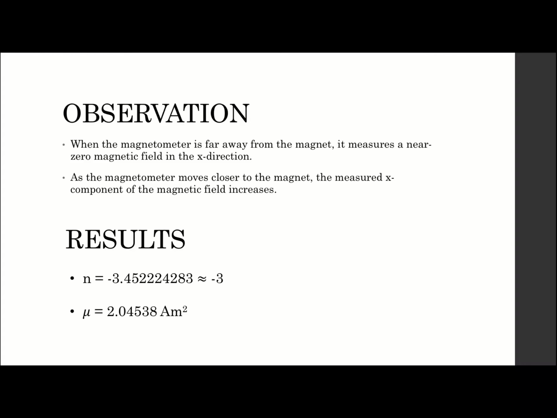While doing the experiments, I found that when the magnetometer is far away from the magnet, it measures a near zero magnetic field in the x direction. As the magnetometer moves closer to the magnet, the value of the x component of the magnetic field increases. The final results that I got are n equals negative 3.452 and mu equals 2.045. Here, n is the distance dependence of the magnetic field and mu is the magnetic moment of the bar magnet.